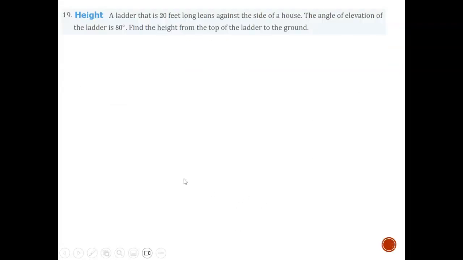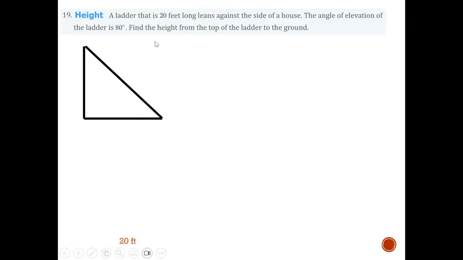Number 19. A ladder that is 20 feet long leans against the side of a house. The angle of elevation of the ladder is 80 degrees. Find the height from the top of the ladder to the ground. Okay, so let's draw a little picture here. Let's say this is the side of the house, and this is my 20-foot ladder, and this is the ground from the house to the bottom of the ladder.